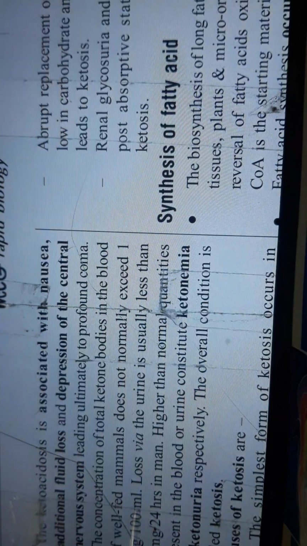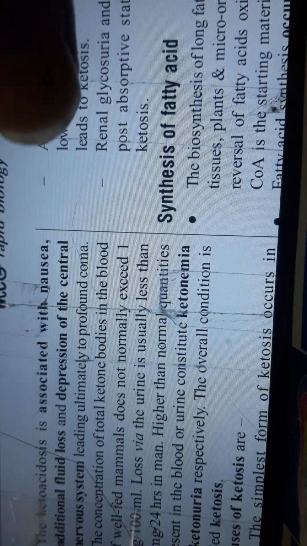Ketone bodies are utilized exclusively by extrahepatic tissues. Heart and skeletal muscle use them particularly effectively. Both acetoacetic acid and beta-hydroxybutyric acid are moderately strong acids and are buffered when present in blood and other tissues. Their continued excretion causes some loss of the buffer cation sodium, which progressively depletes the alkali reserve, called ketoacidosis. The ketoacidosis is associated with nausea, additional fluid loss, and depression of the central nervous system, leading ultimately to profound coma.